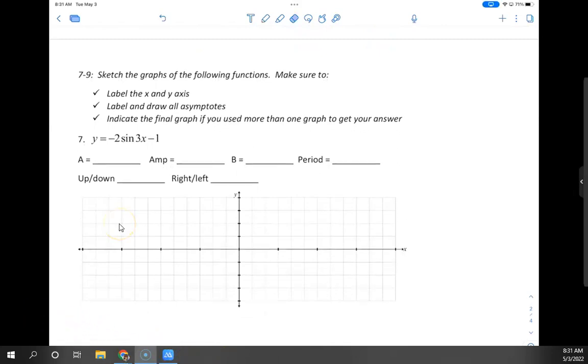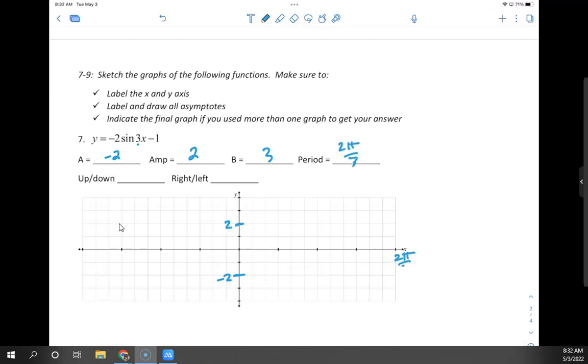Okay, cool. So let's go through the steps. So A is going to be -2, but the amplitude is 2, right? So A can be positive or negative. Amplitude, we just put whatever the number is. I'm just going to go ahead and stick it right here. You guys can put it wherever you want. Okay. B is 3, so the period is 2 pi over B.